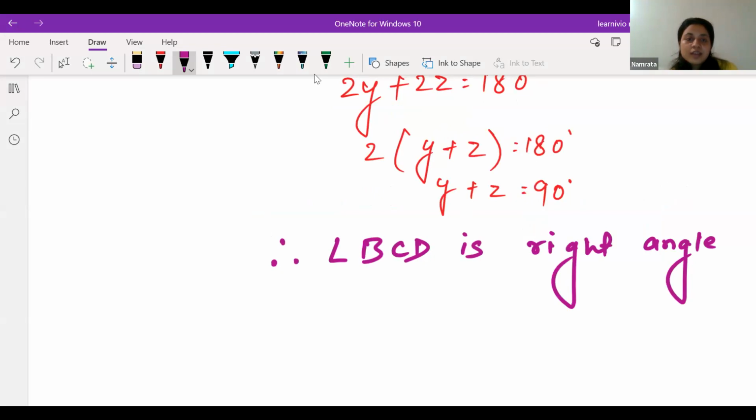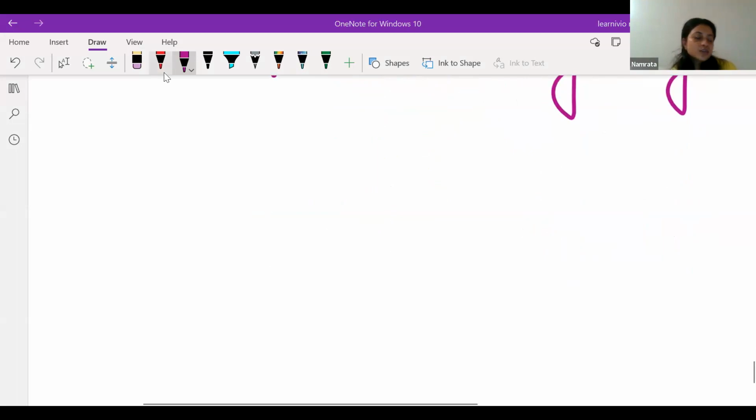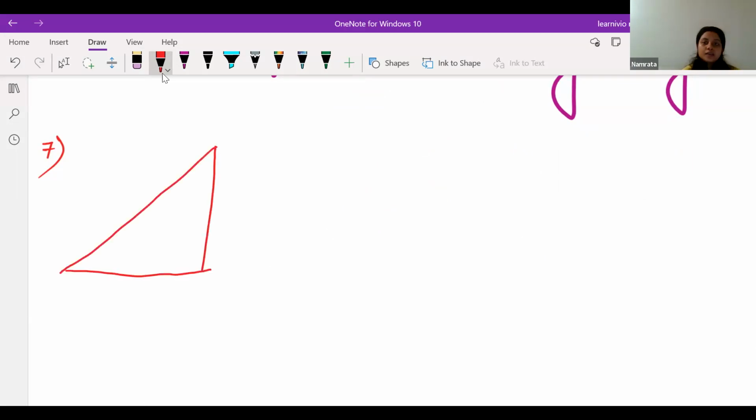Okay, let's continue. The next question is question number 7, which says triangle ABC is a right angle triangle in which angle A is 90 degrees. So I am drawing a right angle. Angle A, I am marking it here because it says angle A is 90 degrees, and the name is ABC. It is also given that AB is equal to AC.